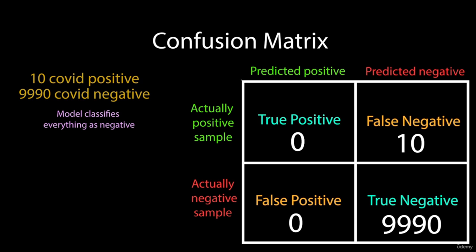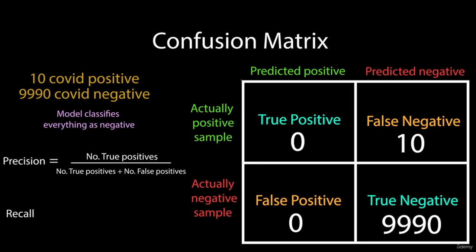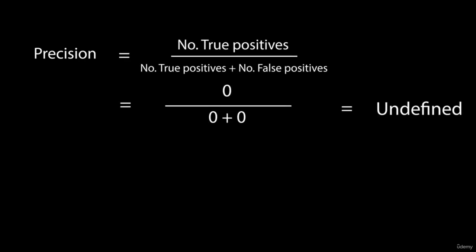Now that we have built our confusion matrix, we can discuss two metrics called precision and recall. Precision is calculated by taking the number of true positives and dividing it by the sum of true positives and false positives. Recall is calculated by taking the number of true positives and dividing it by the sum of true positives and false negatives.